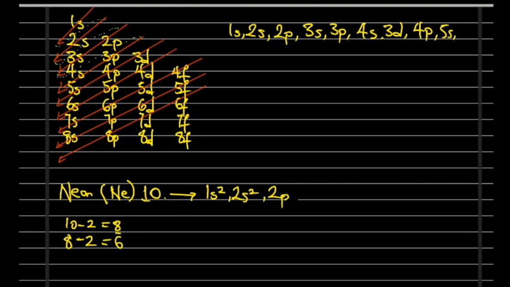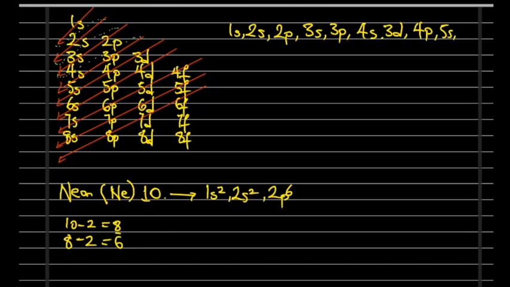So for neon, we have used 2 electrons for the first orbital, we have used 2 electrons for the second orbital, we are left with 6 electrons. And since p can carry 6 electrons, that means we are going to give those 6 electrons to p. So this is going to be it. We have the electronic configuration of neon to be 1s2, 2s2 and 2p6. So that is what the electronic configuration of this particular element is.